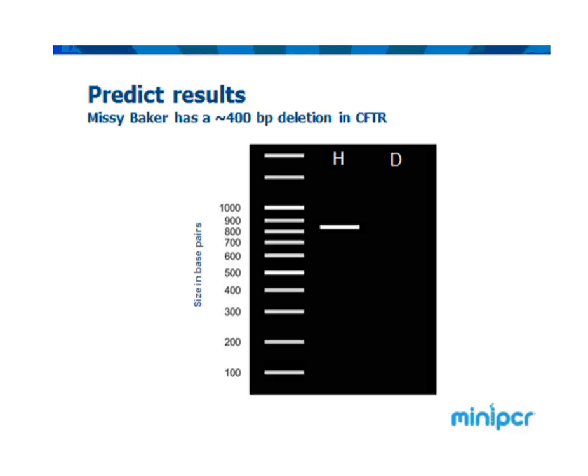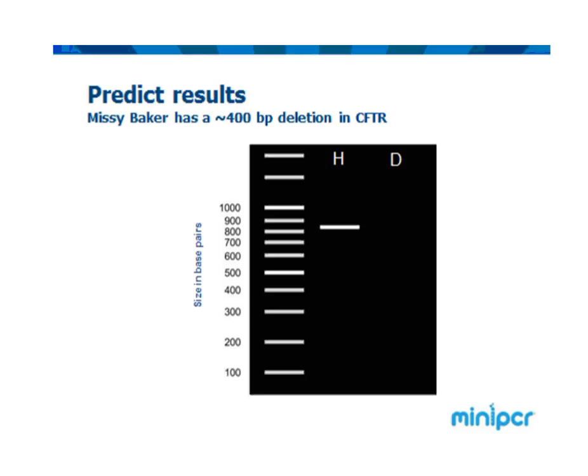a gel electrophoresis. In this case, we have a 100 base pair ladder, which is the same type of ladder you are going to use in class. And then we have H and D. The H is representing a healthy CFTR gene. According to this, you could estimate that a healthy CFTR gene is approximately 825 to 850 base pairs long. And Missy Baker has an approximately 400 base pair deletion in that CFTR gene.